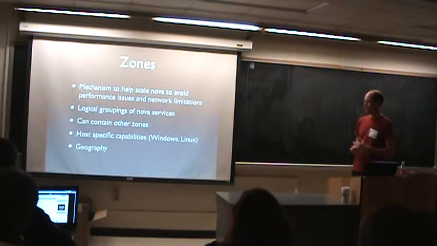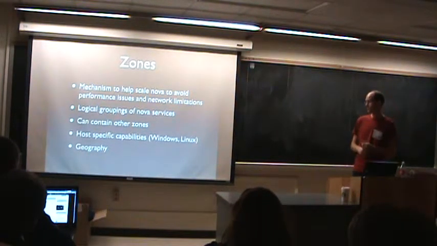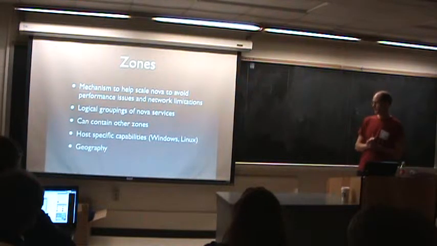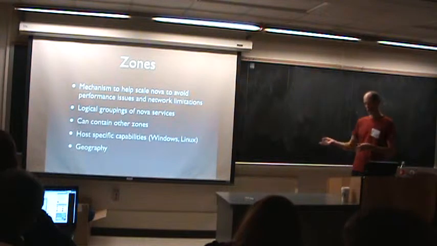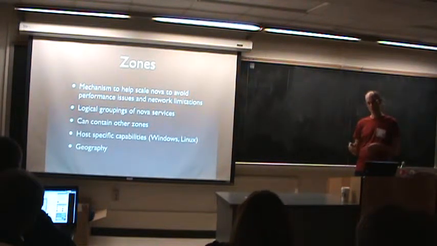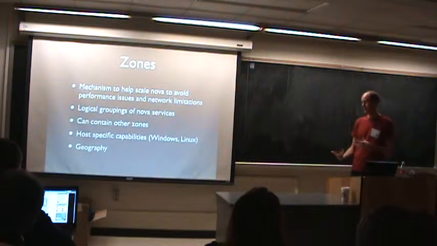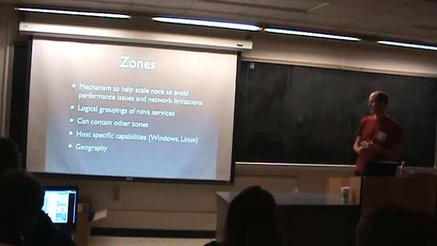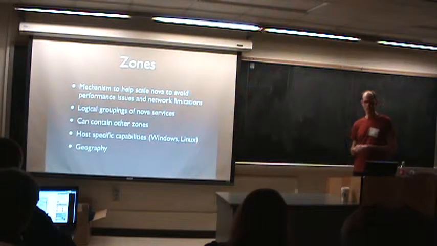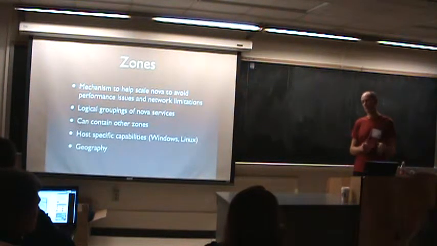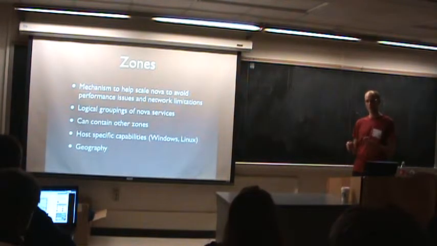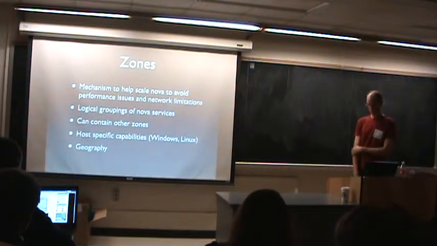Zones are a mechanism in Nova to help scale Nova for performance issues and network limitations. Basically, a zone is a grouping of all the services, back when we started. So a zone would typically contain all the services in OpenStack. Zones can actually contain other zones, so that maybe gets a little more complicated. But it's also a useful way to split up capabilities. One example would be if you're running one hypervisor to support your Windows instances and another hypervisor for your Linux instances, then this would be a way to split it up and manage it. So you have an API request coming in and splitting it up down the road.